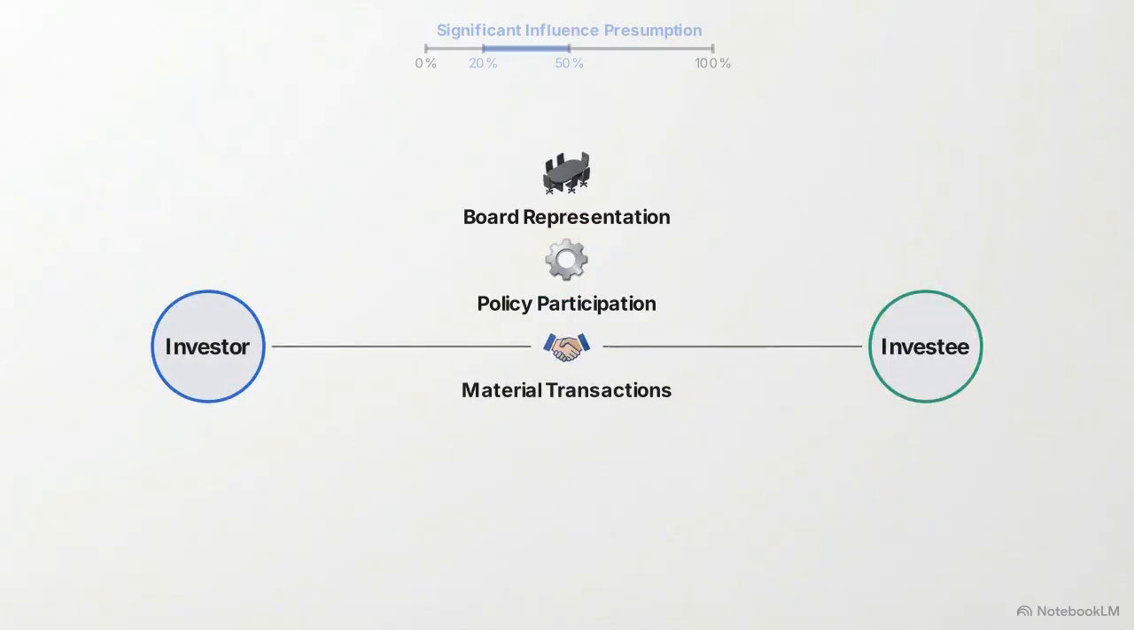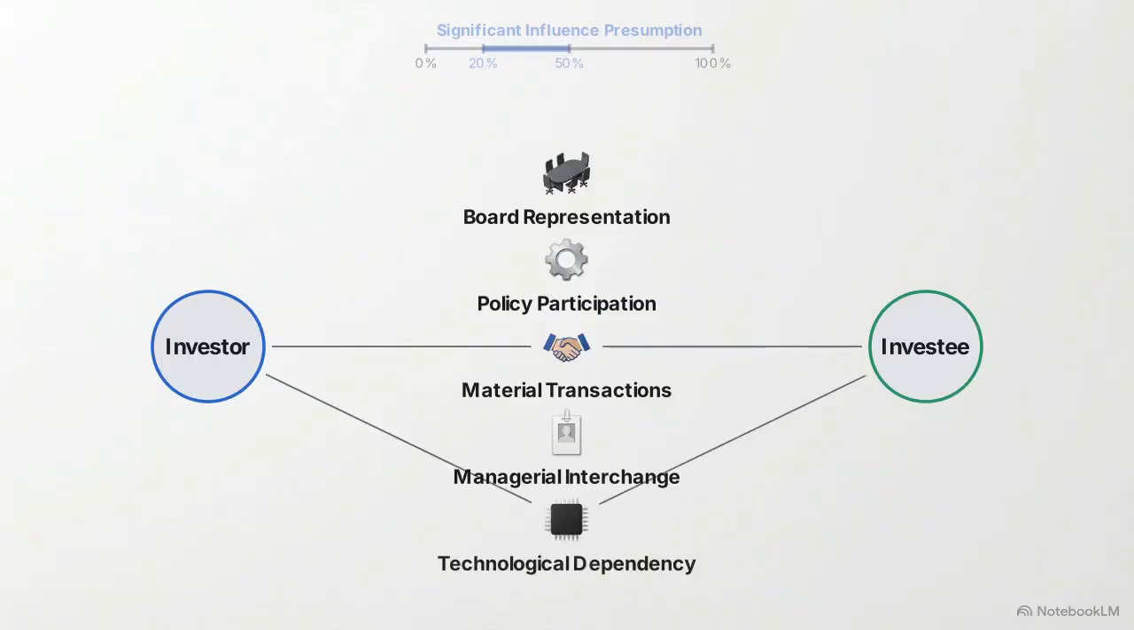Third is material intra-entity transactions. Heavy buying and selling between the two companies binds their economic fates together. Fourth is the interchange of managerial personnel. When executives swap desks across companies, operational control flows with them. And fifth is technological dependency, or the provision of essential technical information from one entity to the other.